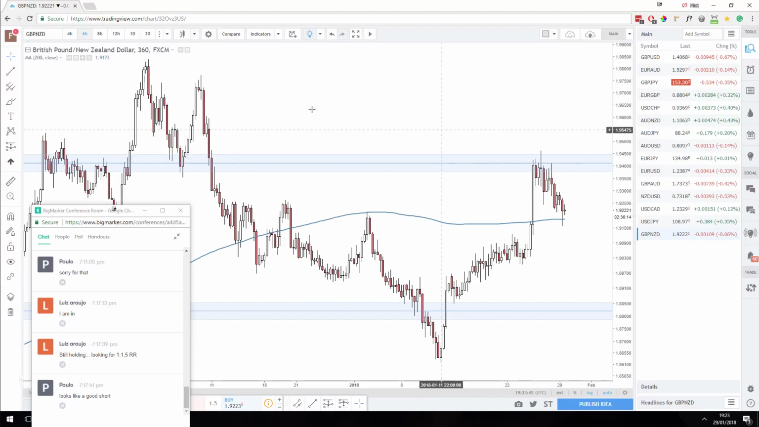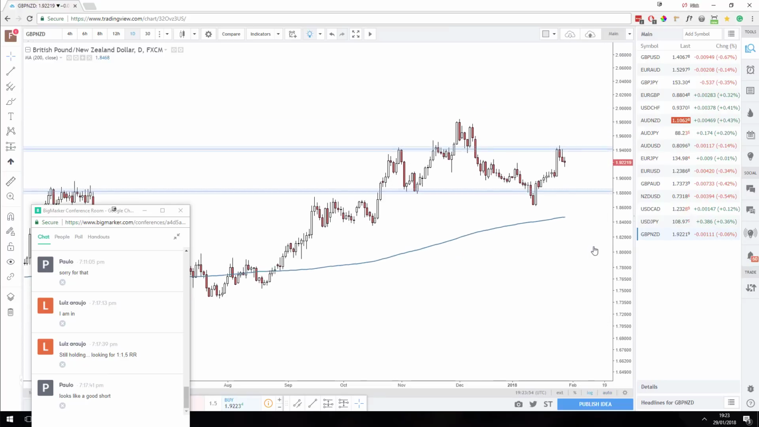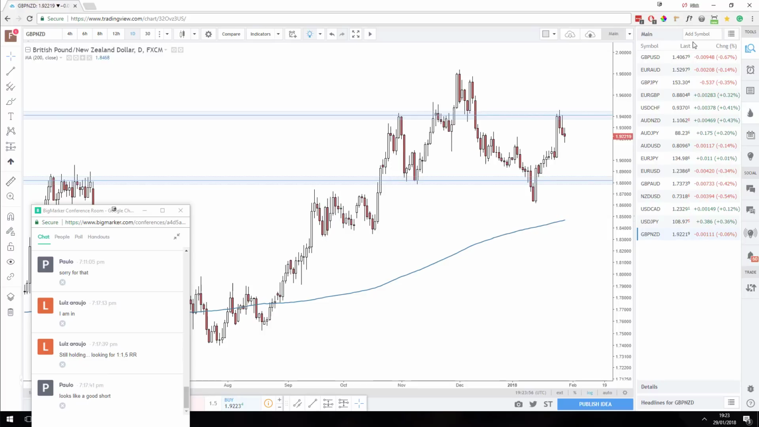GBP New Zealand is bouncing from a strong resistance area. I know a few of you went short here. Looks like it's going well. Nice work to those of you who did.